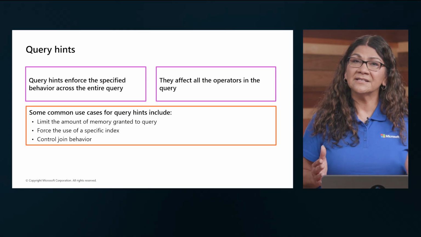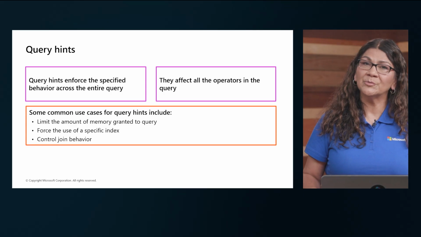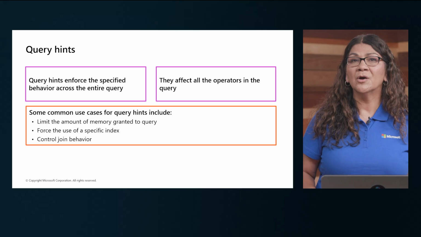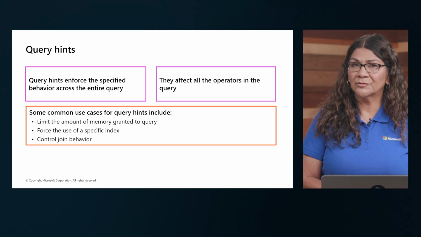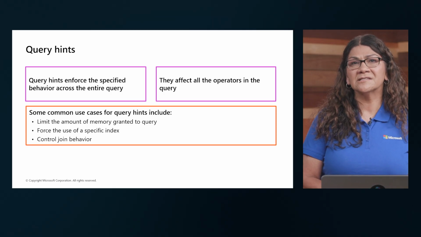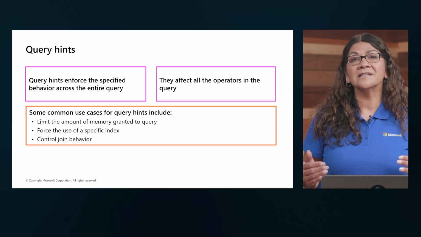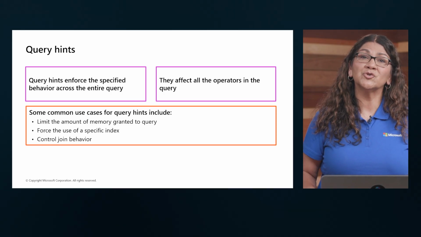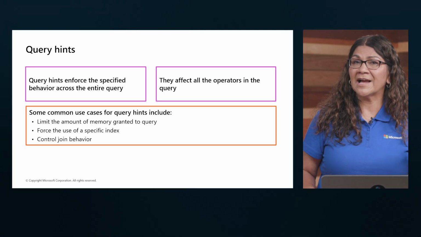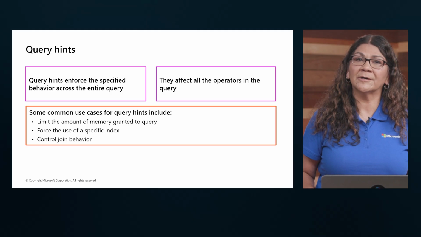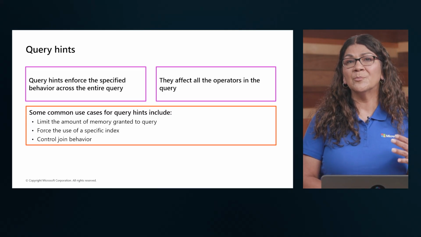Query hints are directives that enforce specific behavior across an entire SQL query, influencing all operators involved. These hints are especially valuable when the query optimizer cannot resolve performance issues through its default logic, offering a manual override to guide execution strategy. Common use cases include limiting memory grants to prevent excessive resource consumption, forcing the use of a particular index to improve lookup efficiency, and controlling join behavior to avoid suboptimal plans. The benefit of query hints lies in their ability to fine-tune query execution when conventional tuning methods fall short, making them a powerful tool for database administrators and developers who need to manage complex and unpredictable workloads.